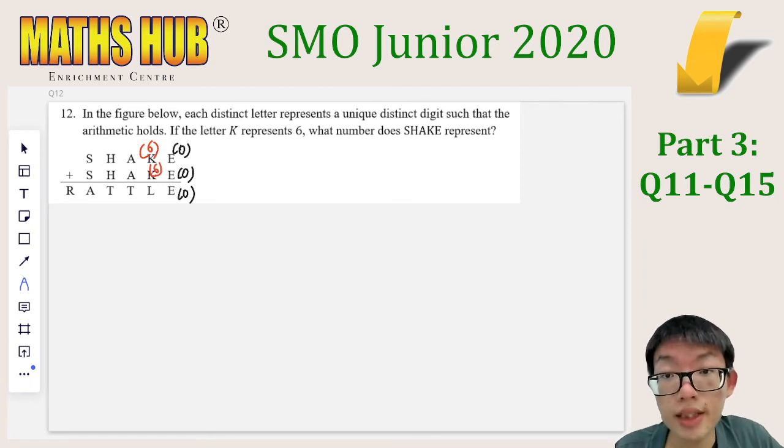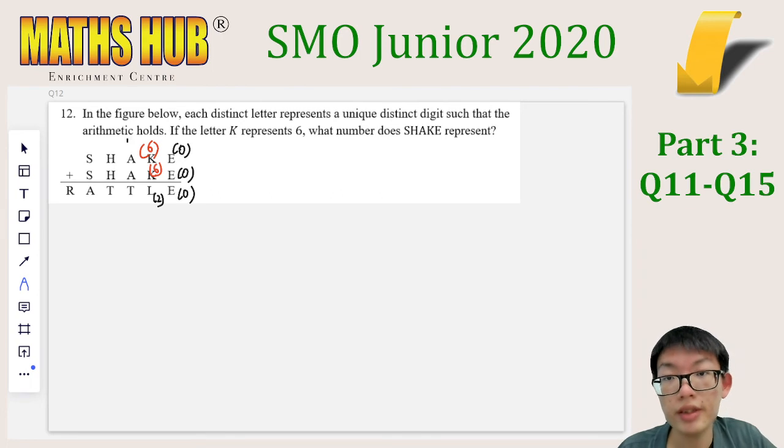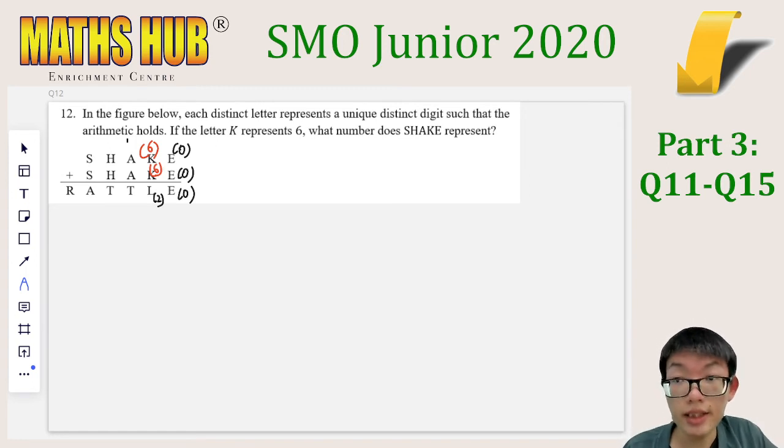And then K plus K gives you L, so 6 plus 6 is 12, so L is 2, and there's a carryover of 1. Now there's something else that we can say immediately, which is also considered obvious if you're familiar with cryptarithms, and that is S plus S.